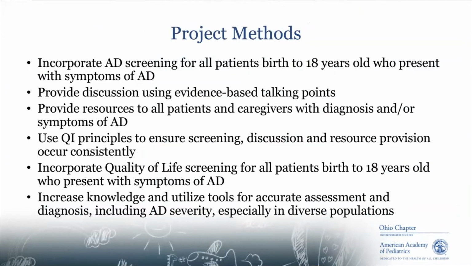Project methods include incorporate AD screenings for all patients birth to 18 years old who present with symptoms of AD. Provide discussion using evidence-based talking points. We will talk a little bit more about those later. Provide resources to all patients and caregivers with diagnosis and/or symptoms of AD. Use QI principles to ensure screening, discussion, and resource provision occur consistently. Incorporate quality of life screening for all patients birth to 18 years old who present with symptoms of AD. And increase knowledge and utilize tools for accurate assessment, diagnosis, including AD severity, especially in diverse populations.